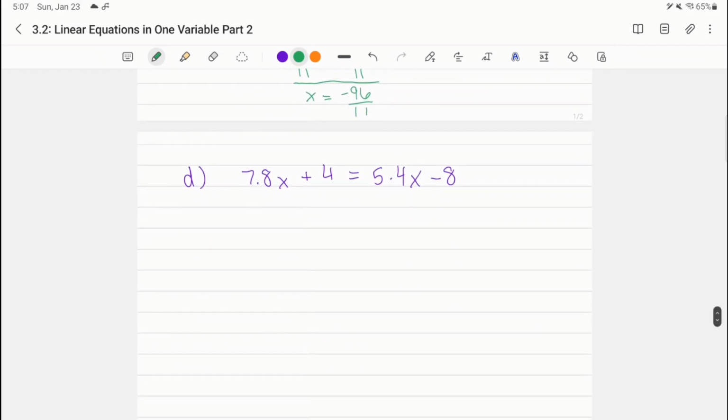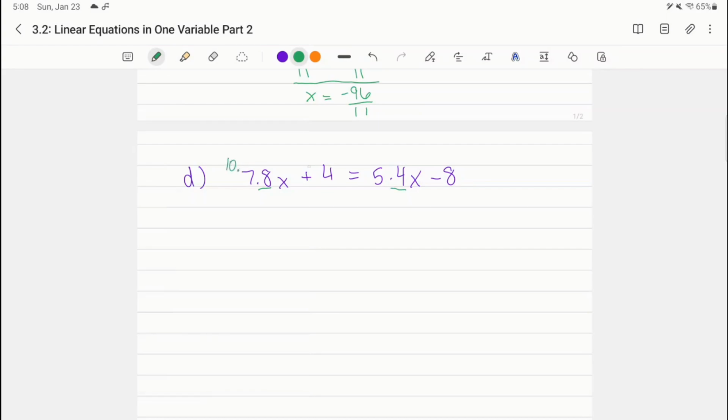Okay, then the last example for this part of the notes, 7.8x plus 4 equals 5.4x minus 8. Now, this really depends on what type of learner you are, but some people like to clear the decimals and some people don't. I do not see a difference in the difficulty. I am going to clear the decimals, it's called. And how I do that is, well, this has one decimal place, and this has one decimal place. So I'm going to multiply by 10 because that has 1 zero.